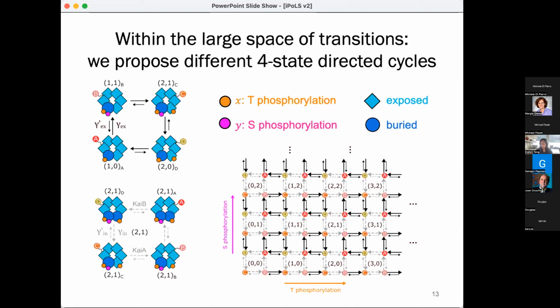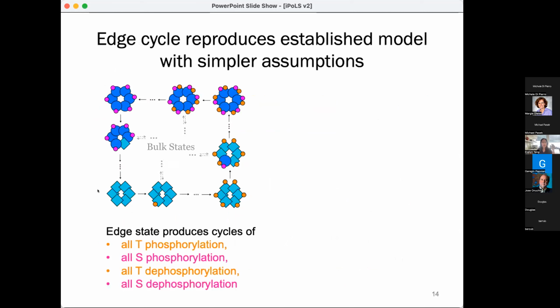in the topological regime where these black rates are faster than these gray rates. The system will still maintain these edge states, so that all of the monomers are undergoing T phosphorylation, all undergoing S phosphorylation, all undergoing T dephosphorylation, and all undergoing S dephosphorylation.